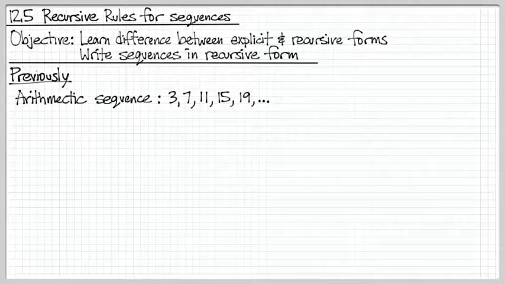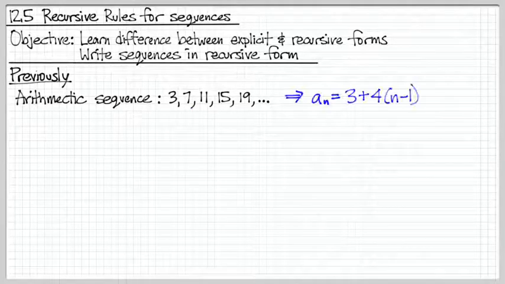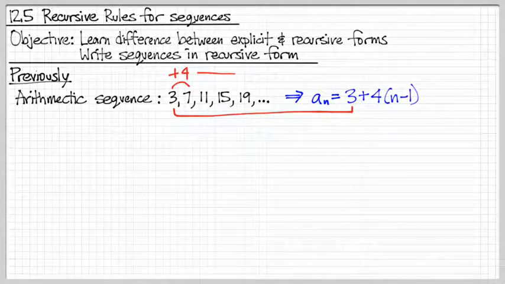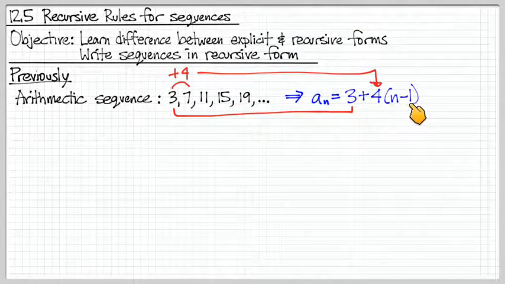So previously, we had an arithmetic sequence. And here you could see that with every hop, we're adding 4. So we can turn this into an explicit rule. We learned how to do this. We took the first term, which was 3, and then every term after that, we're adding 4 to that. And so that was our common difference, and then we multiply that times n minus 1.